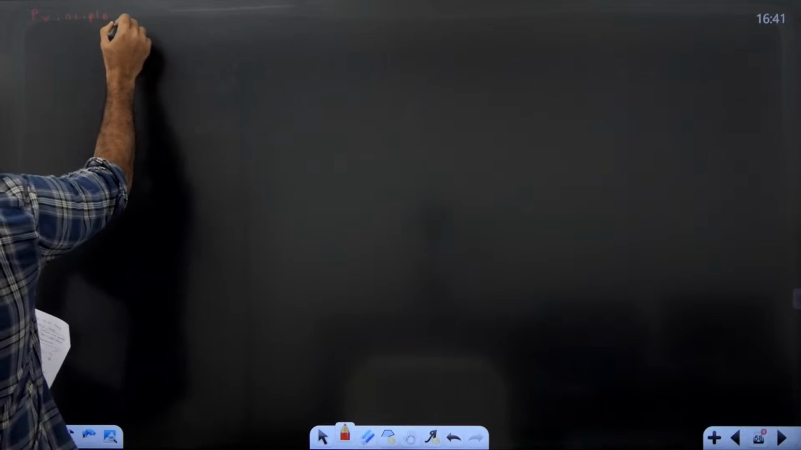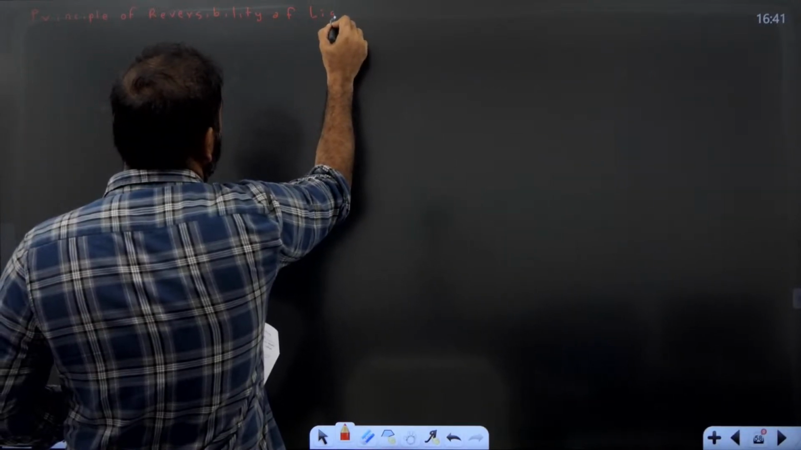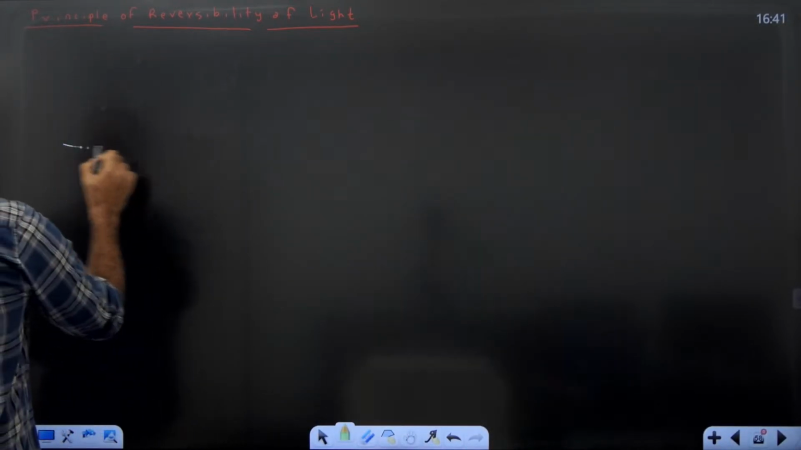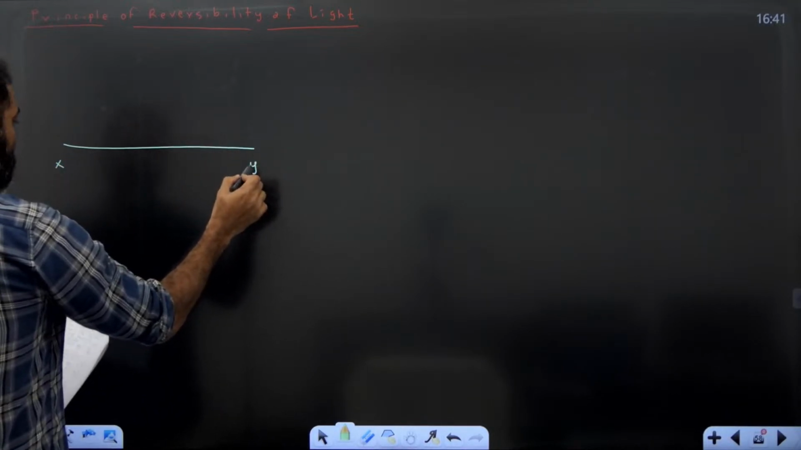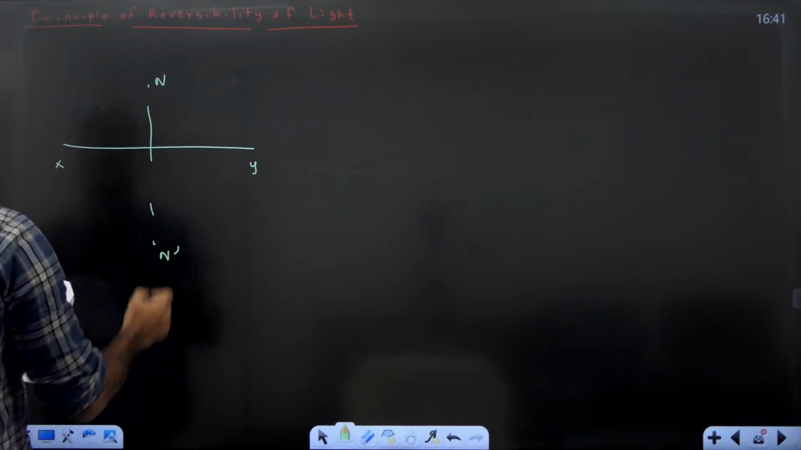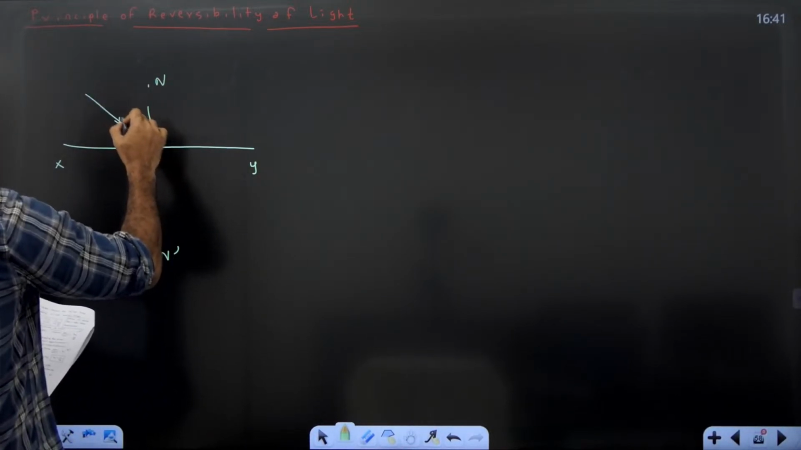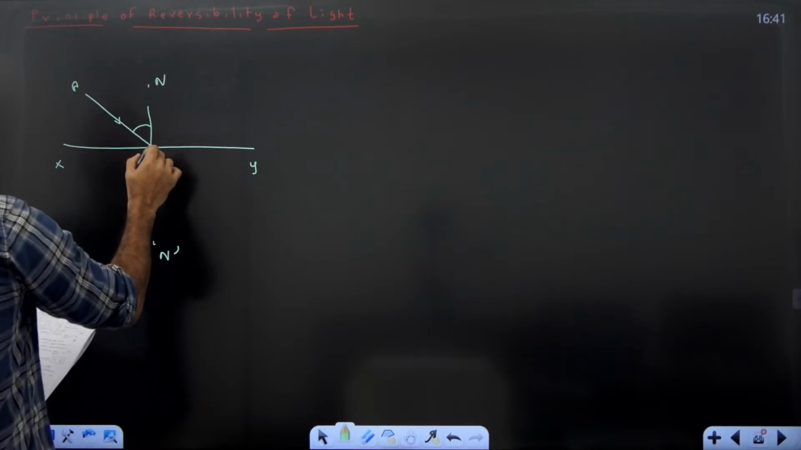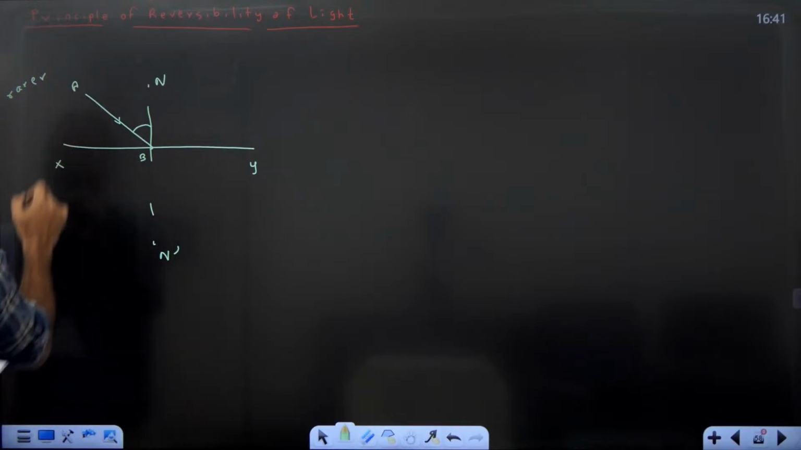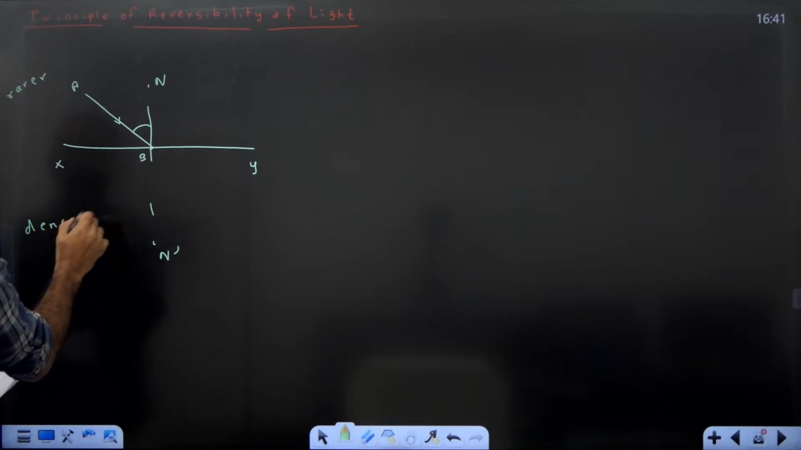Principle of reversibility of light. Let's see. XY separates two media. This is N dash. AB is an incident ray. It travels from, this is the rarer medium, this is the denser medium. So the light ray is traveling from rarer to denser.